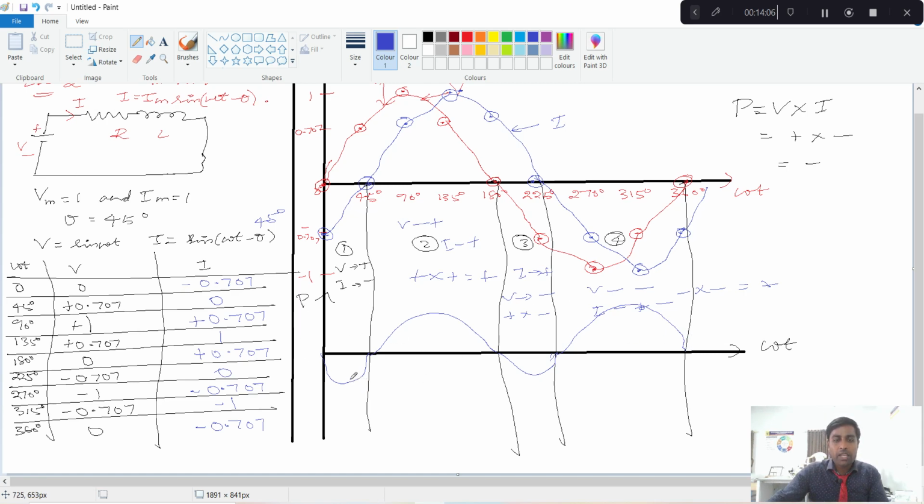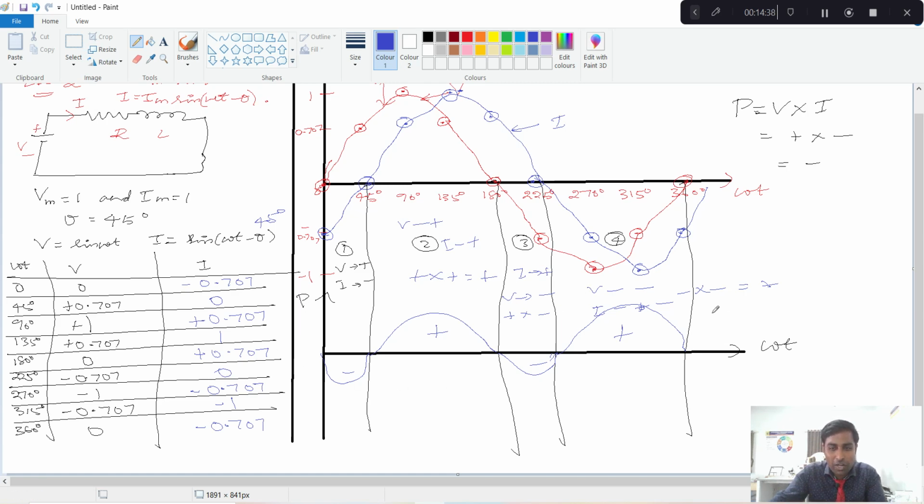You see, I have told you already, here your power is positive, here it is negative. If power is positive, then obviously power has been transferred from source to load. And if my power is negative, then we have seen in the last class that the load is feeding back the power to the source. And that is nothing but the reactive power.